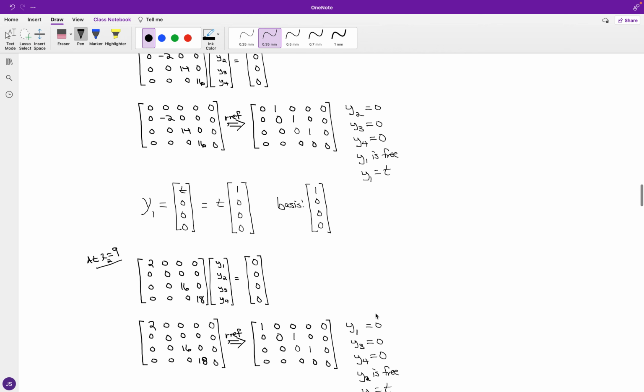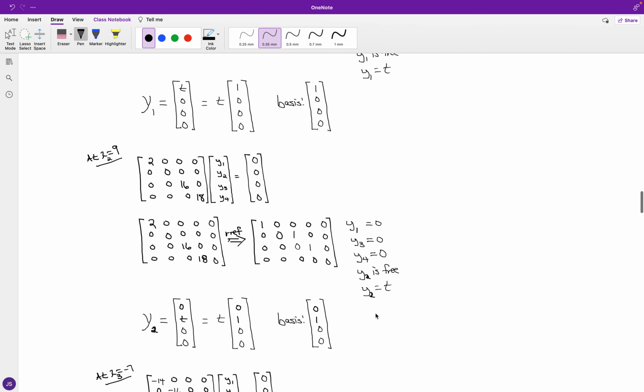And going through the second eigenvalue, having this set to 9, in the setup we're going to have, going diagonally, 2, 0, 16, and 18 in representation of lambda I minus A.